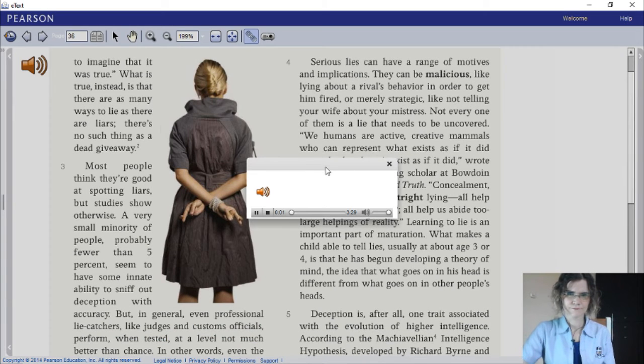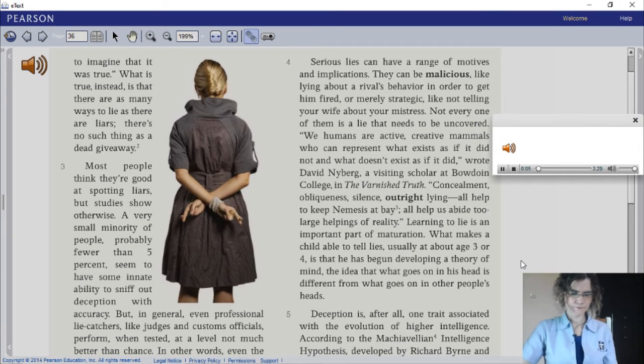What is true, instead, is that there are as many ways to lie as there are liars. There's no such thing as a dead giveaway. Most people think they're good at spotting liars, but studies show otherwise. A very small minority of people, probably fewer than 5%, seem to have some innate ability to sniff out deception with accuracy. But in general, even professional lie catchers, like judges and customs officials, perform, when tested, at a level not much better than chance. In other words, even the experts would have been right almost as often if they had just flipped a coin.